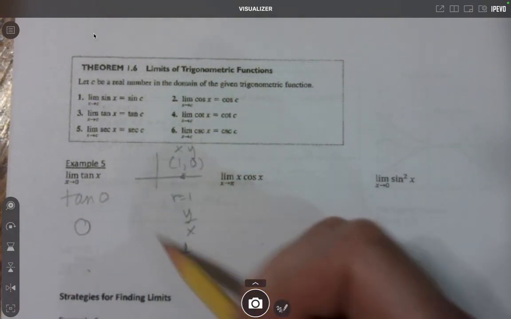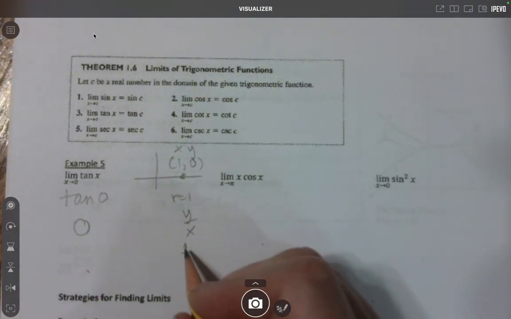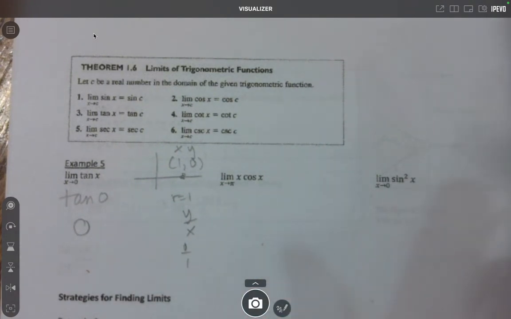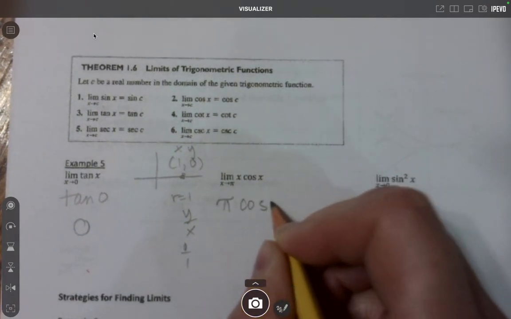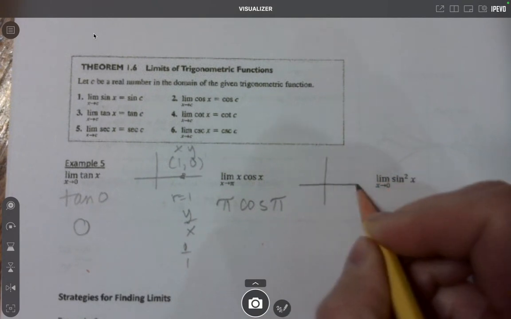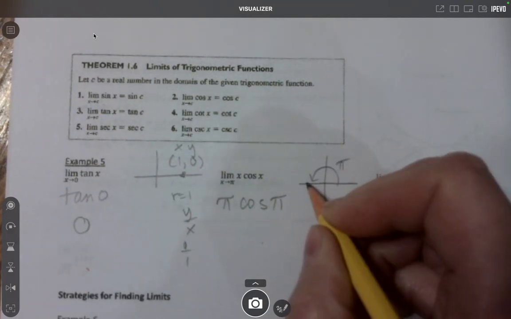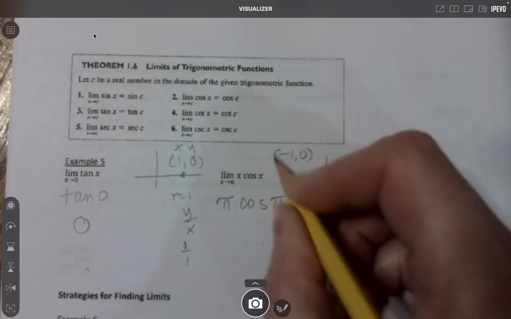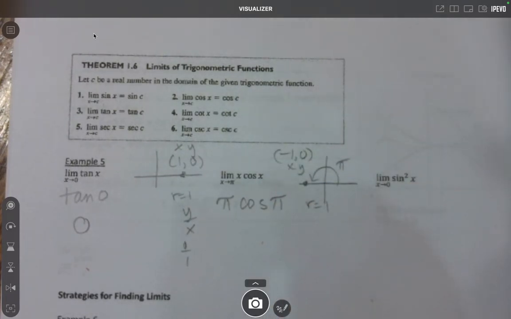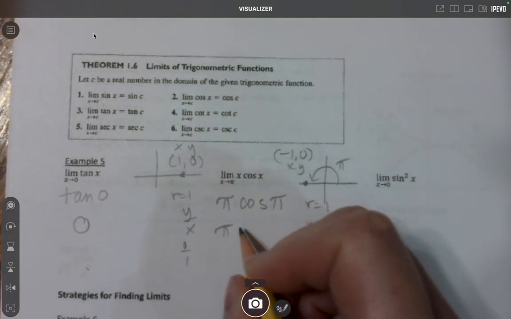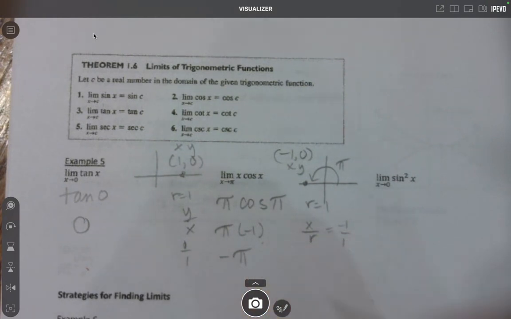So this is probably way more detail than what you need, but I'm just trying to preemptively jog your memory on this. Next one is as x approaches pi. So let's go ahead and substitute pi. And then that means I have a point right here, which is at (-1, 0). And that's my x, y. My r is 1. So cosine is x over r, which is negative 1 over 1. Okay, so my cosine of pi would be negative 1. This is going to be pi times negative 1, which is negative pi.